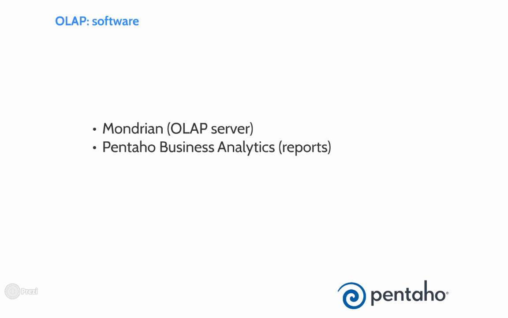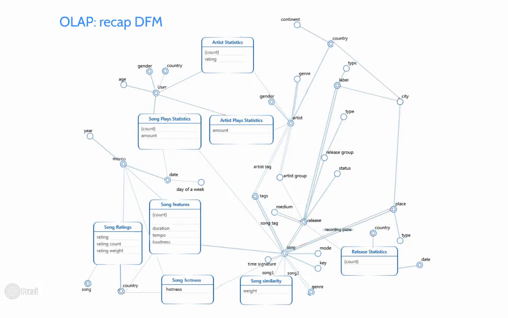For our third phase of the project, we chose Mondrian OLAP Server and Pentaho Business Analytics for visual analysis. For creating the cube schemas, we used the Pentaho Schema Workbench. Our choice was dictated by the need for Unix and Postgres compatible free solutions. To recap, we would like to present our last version of the DFM model.